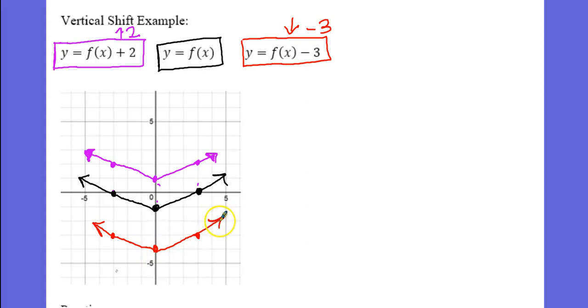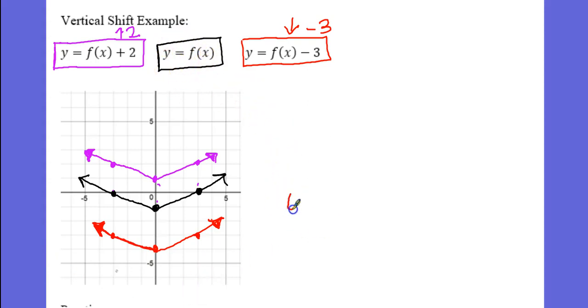And I have forgotten to do a couple of things. Let's describe what's happening for these graphs. So I'm going to start with my red description right here. How did I get this red graph? Where did I start? Read the parent function, right?